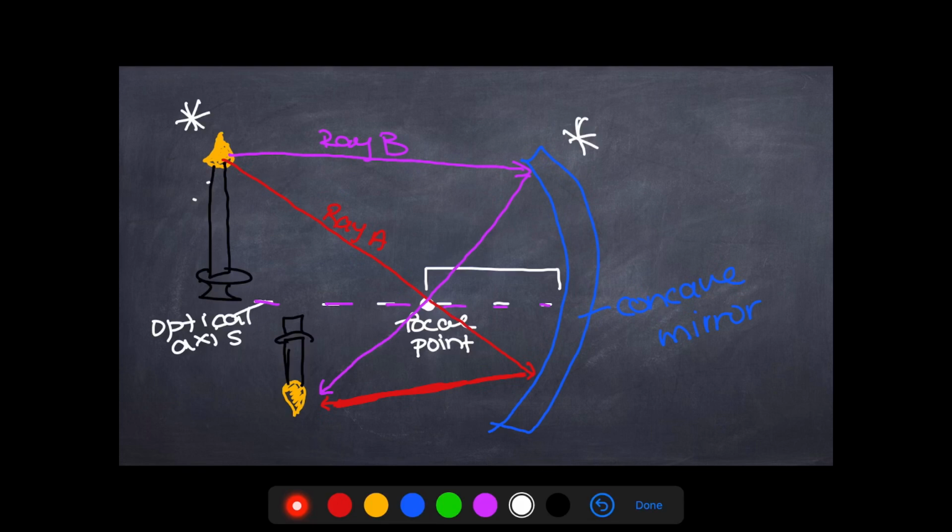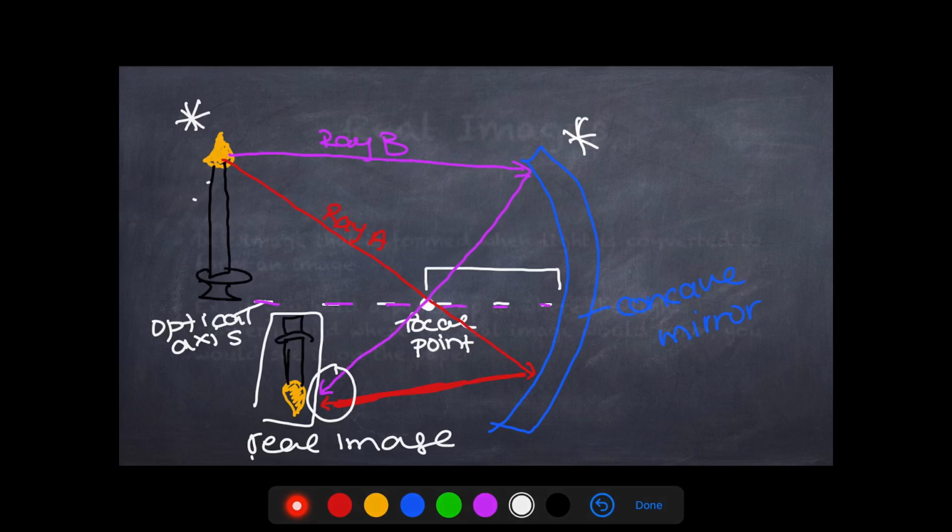So now the real image, which is down here, this is a real image, is now inverted, which means it's upside down, and it's being created by this concave mirror, okay? After ray A and ray B are reflected by the mirror, they are going to intersect on the reflected image, which is now this inverted image.